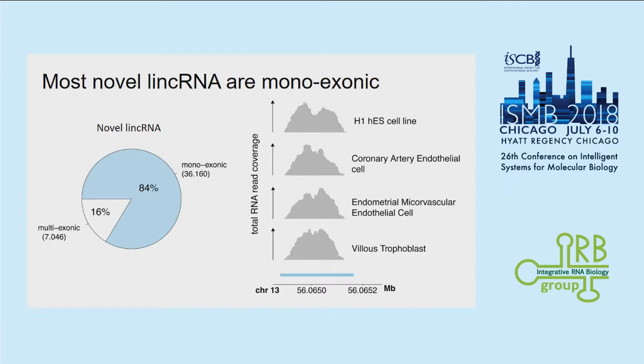But of course, the fact that these monoexonic genes have high expression, high read coverage, doesn't necessarily mean that these are functional transcripts. And indeed, most transcriptome assemblies remove these monoexonic things straight away. But we decided instead to keep them and to try to further filter them and try to validate at least part of them, reasoning that part of these lincRNAs could indeed be functional transcripts.